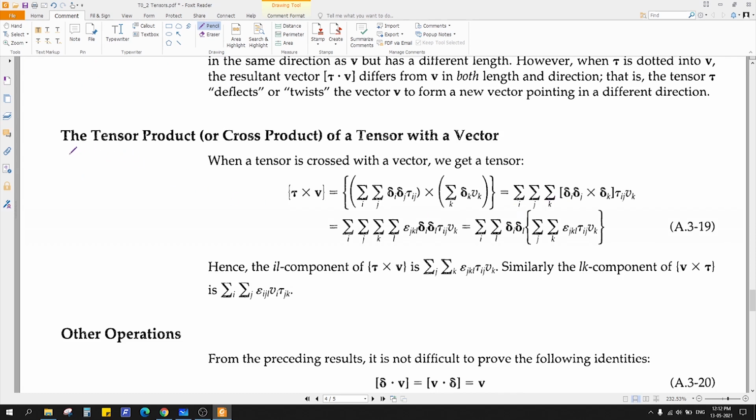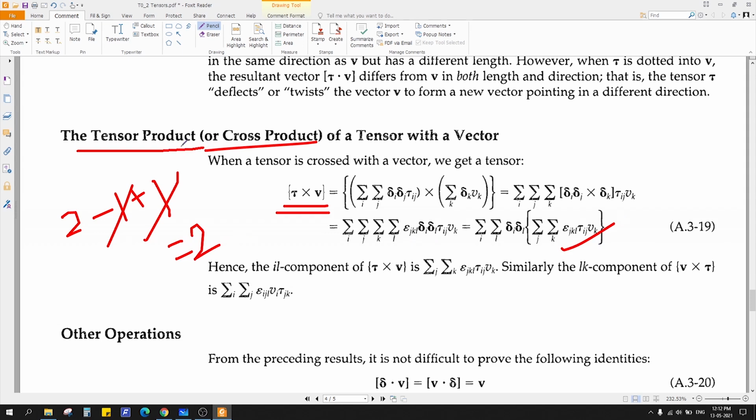What about if you do a cross product of a tensor with a vector? What is the order of the tensor? 2. And cross means minus 1. What is a vector? Order 1. So you are basically getting an order of 2. That means you are getting a tensor, right? That's why it's called tensor product.